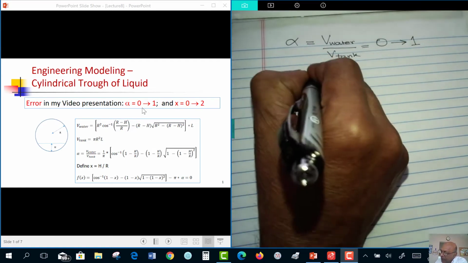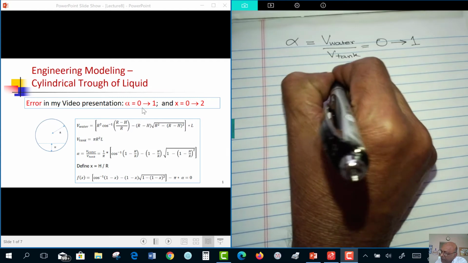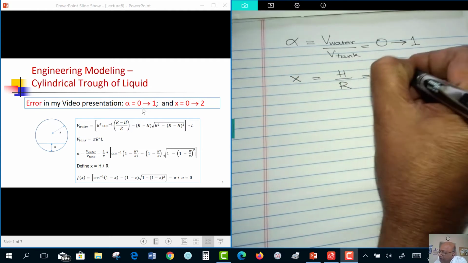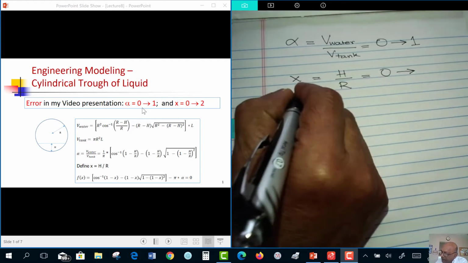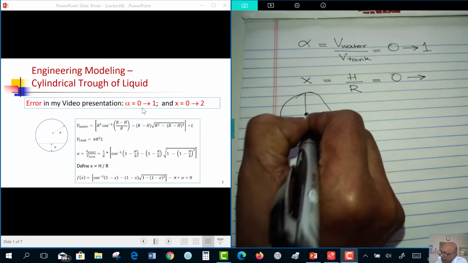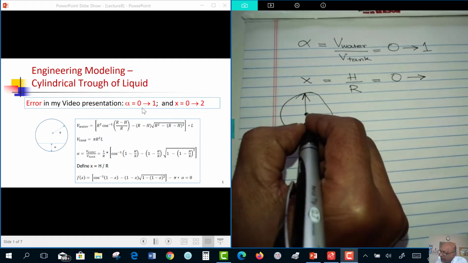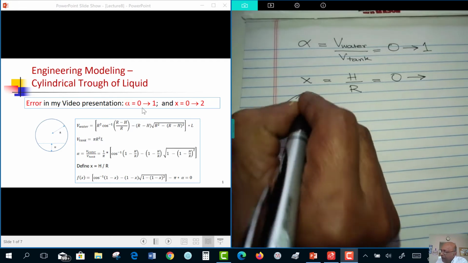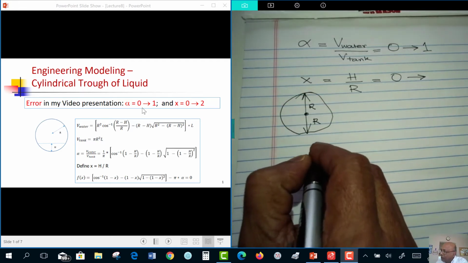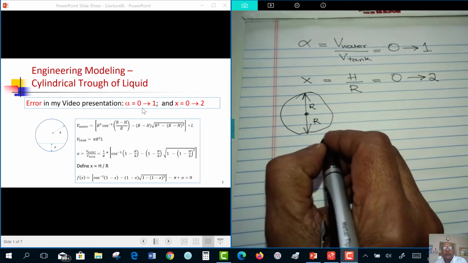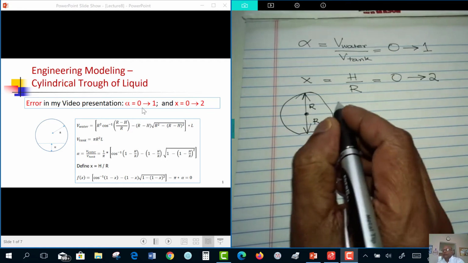On the other hand, x was defined as h over r. So again, h can be 0, but the maximum you can see is that once the tank is full, h can be equal to 2r. So x can go from 0 to 2.